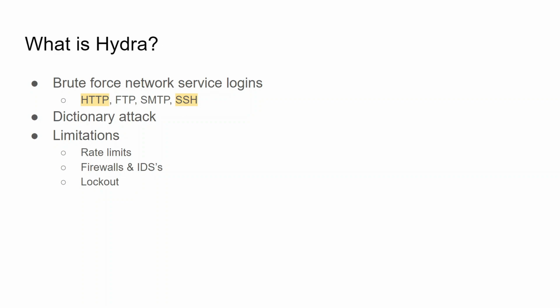Some limitations are that some sites put rate limits on the number of requests you can make, which can really slow down Hydra. There are also firewalls or IDSs, where IDS stands for Intrusion Detection Systems. And sometimes if you have too many failed attempts, it will just lock you out.